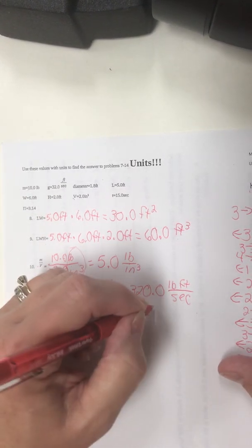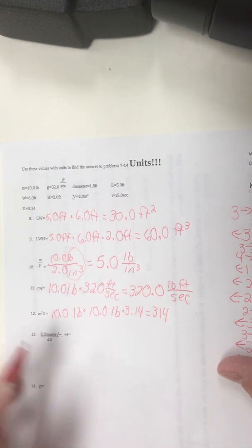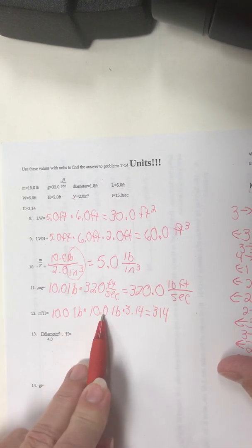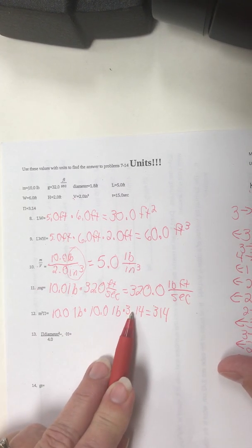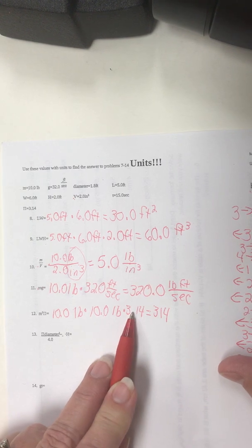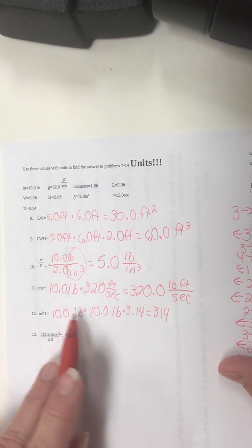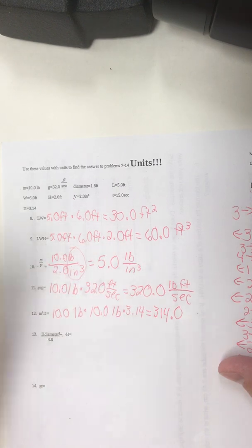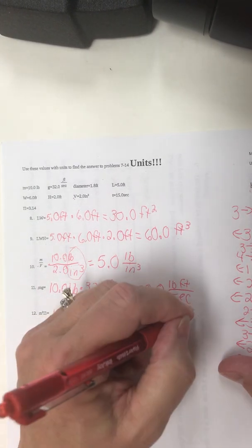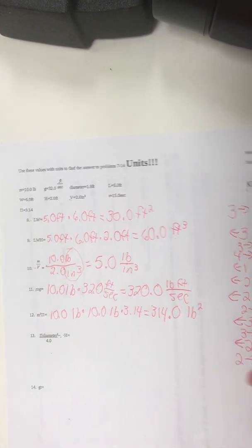Anyway, so 10 times 10 is 100. 100 times 3.14 is 314. I got 1 decimal place, 1 decimal place. That is not a measurement. It's pi, it's a ratio. So my least number of decimal places is 1, so my answer needs 1. I took pounds times pounds, so that'd be pounds squared.